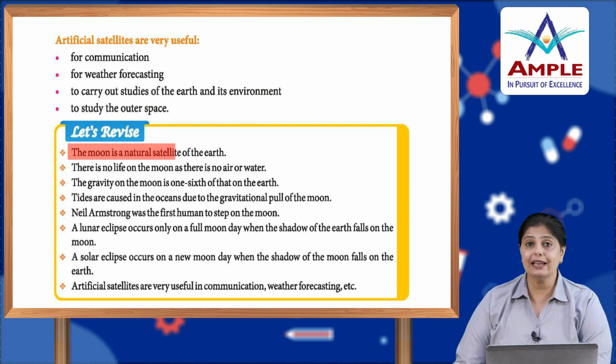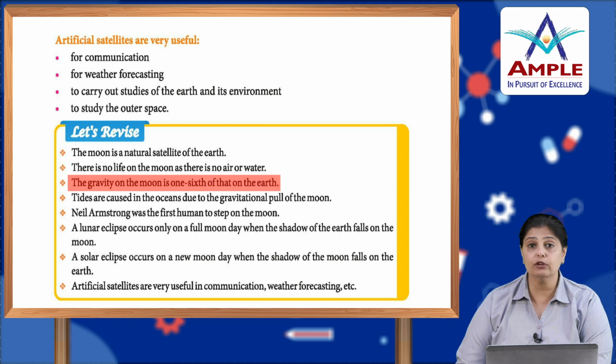The moon is the natural satellite of the Earth. There is no life on the moon as there is no air or water. The gravity on the moon is 1/6 of that on the Earth.